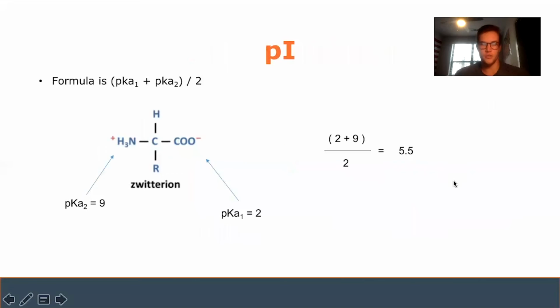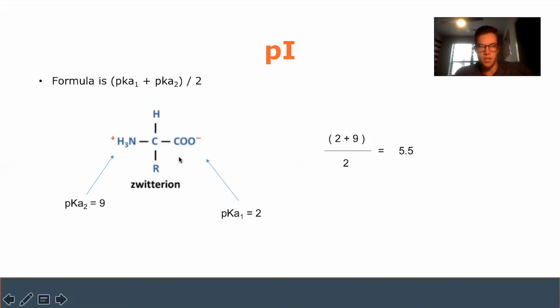So then, finding the isoelectric point. The formula is actually pretty straightforward. It's just pKa1 plus pKa2, divided by 2. So right here again, the pKa of the amine group we can estimate to be about 9, and the pKa of the carboxylic acid we can estimate at about 2. Add those together, 11 divided by 2, is 5.5. So the isoelectric point, the point at which this molecule is electrically neutral, is roughly 5.5.